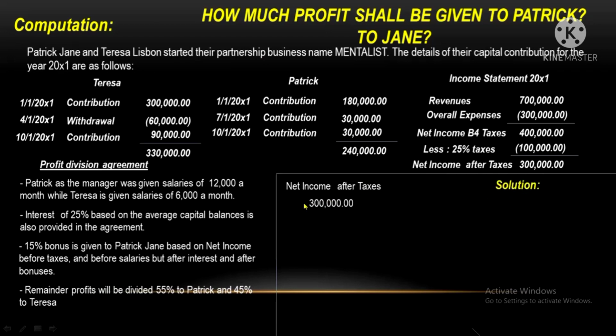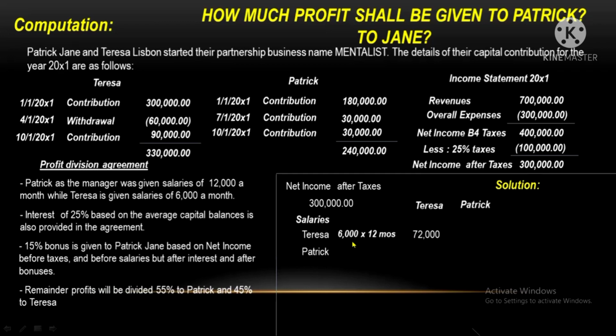Let's begin with the net income that should be distributed, and we have here 300,000. It means that what you're going to divide to the partners is the net income after taxes are deducted. Now, let's give them the salaries first. Since the problem stated that Teresa is to receive 6,000 a month, you just multiply it by 12 months, so Teresa's salaries will be worth 72,000 in a year.